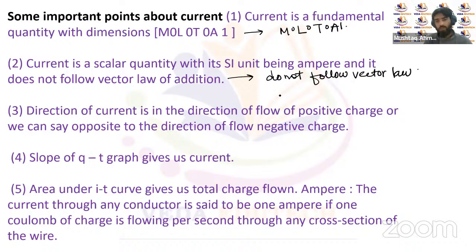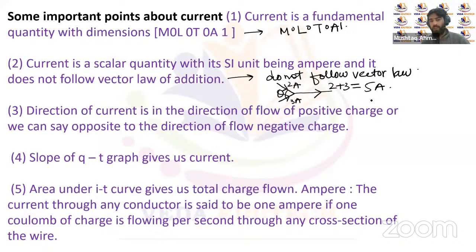Let's suppose we have two sources of current here, one is 2 ampere and another is 3 ampere, and this is the final conductor. Then the 2 ampere and 3 ampere are at an angle of theta. But if we measure the current flowing through this wire, it will be 2 plus 3, the normal algebraic sum of 2 ampere and 3 ampere, that's equal to 5 ampere. It means that it does not follow the vector law of addition. It only follows normal algebraic addition. So that's why we say that current is a scalar quantity, not a vector quantity.